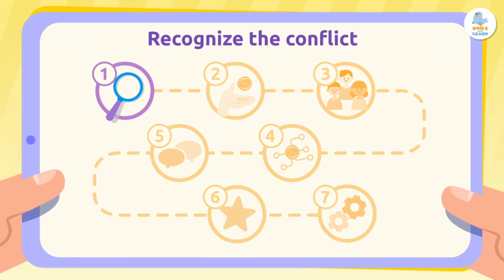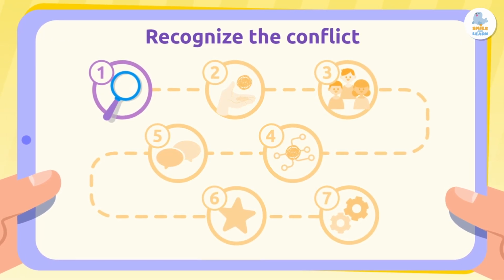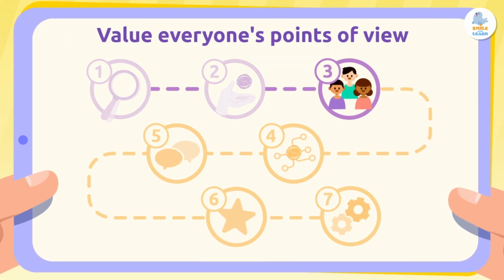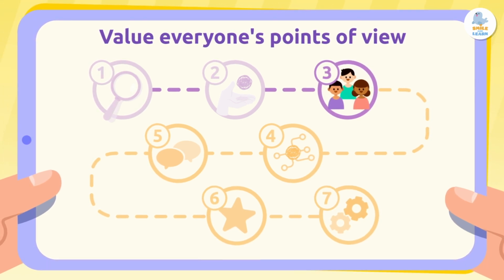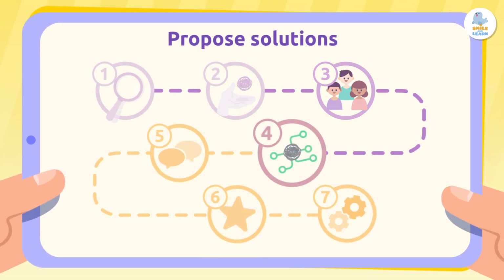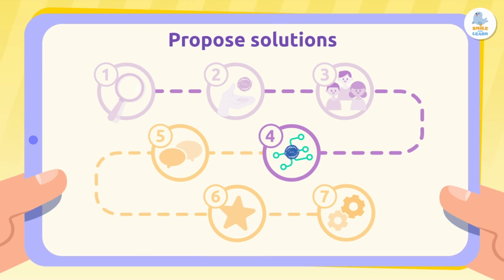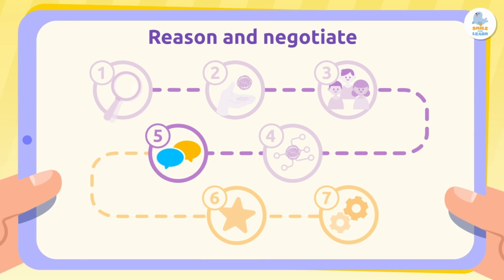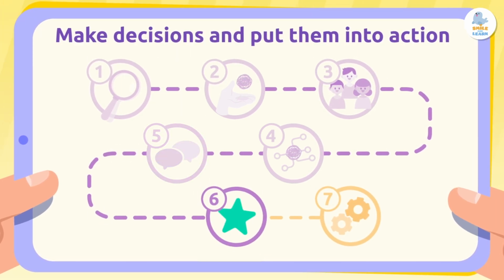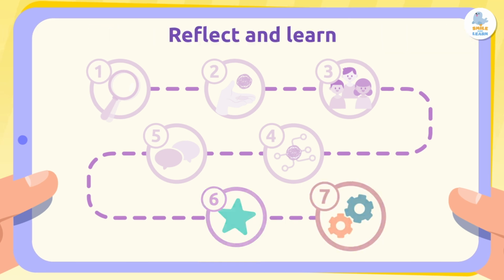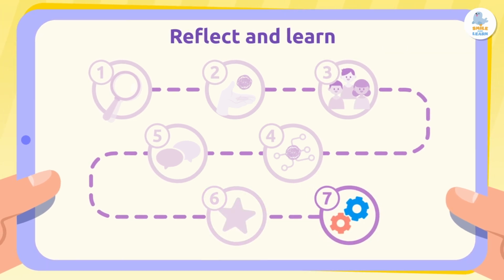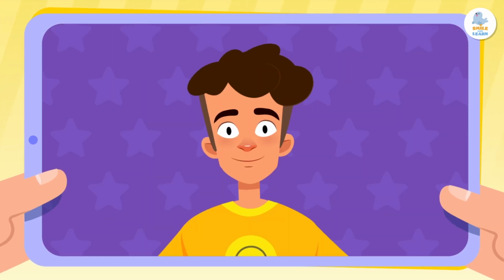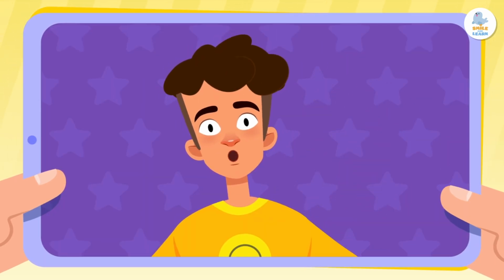First, we need to recognize the conflict and identify what it is about it, so we can face it. Then we listen and consider everyone's point of view. After that, we will propose solutions so we can reason and negotiate to find common ground. Then we make decisions and put them into action. Finally, we must take time to reflect and learn from the experience. Let's look at each step to understand them better.